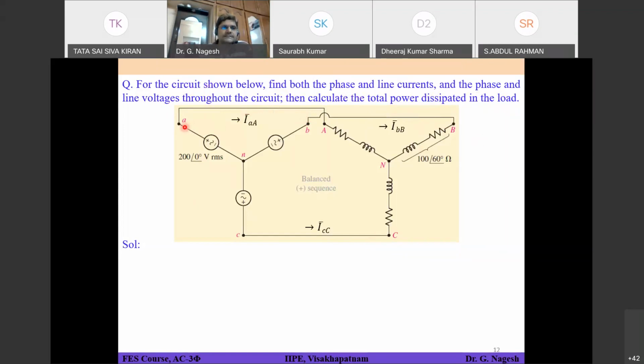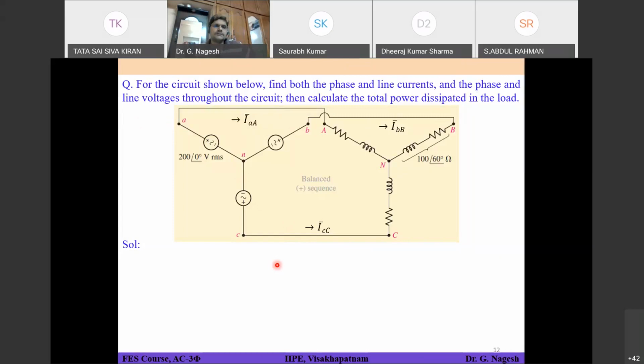So the phase voltages VAN, VBN, and VCN they are asking us to calculate. Phase current at the load means current flowing from capital A to capital N. That is your phase current. Since it's a star connected system, phase current and line current are the same. That means IAA will be the same as IAN. And they are asking us to calculate the line voltage also. That means VAB, VBC, and VCA also.